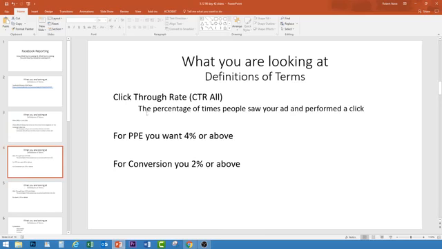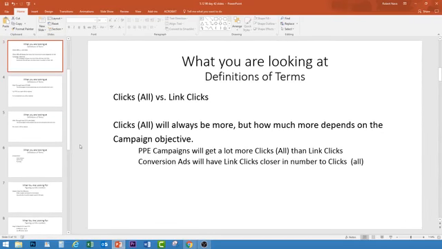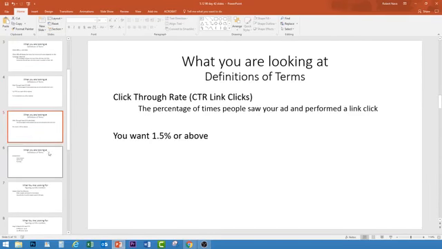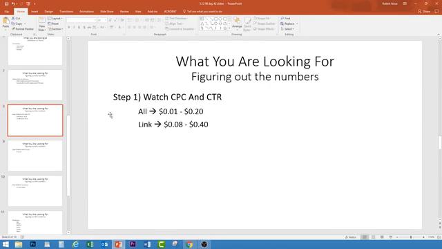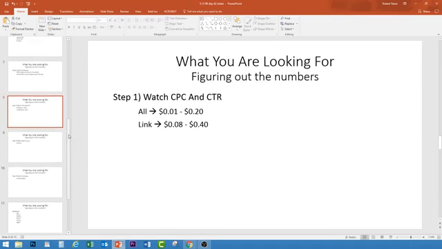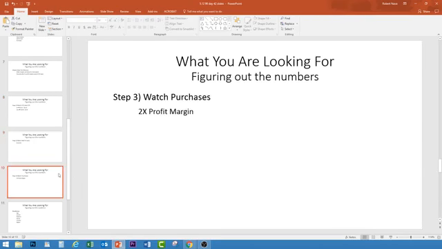And then we talked about the different click-through rates and the different percentages you should be looking for based on the campaign objective that you have. And then we talked about conversions, what the different types of conversions are, and the flow of your ad process of optimizing for content, carts, and then purchase. While you're doing that, you're looking at the reporting metrics for each one at the same time: the spend for clicks, the spend for add to carts, and 2 times the profit margins for your purchases.